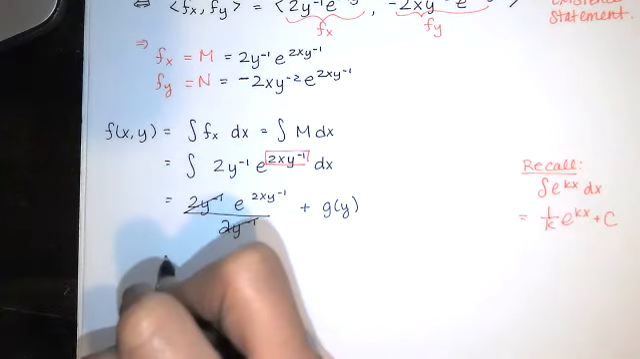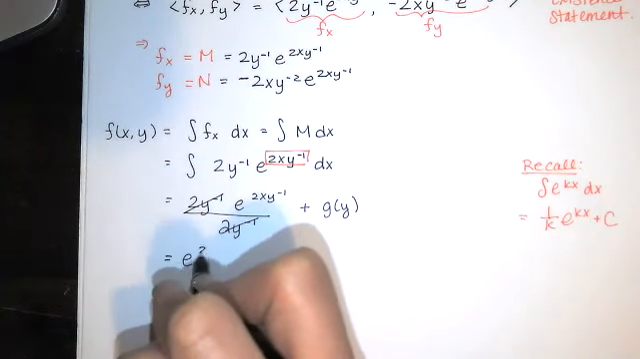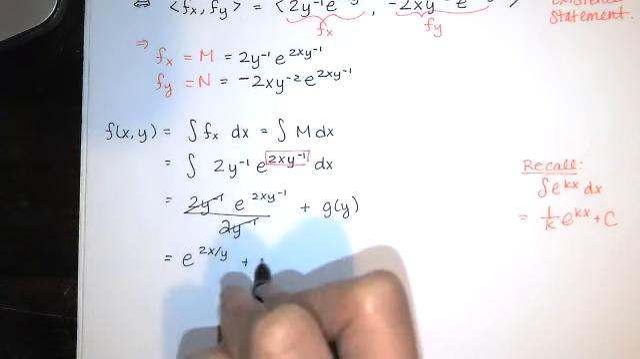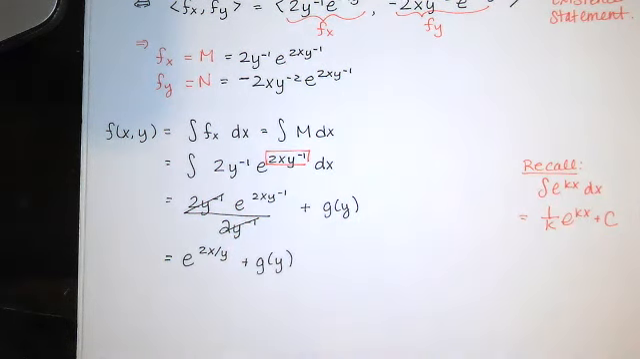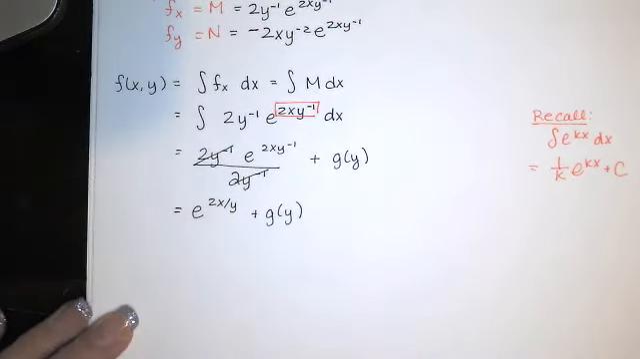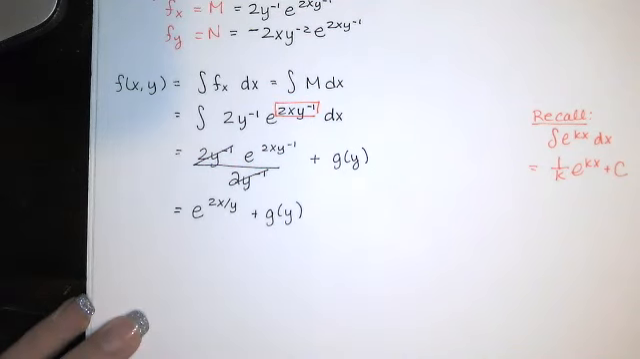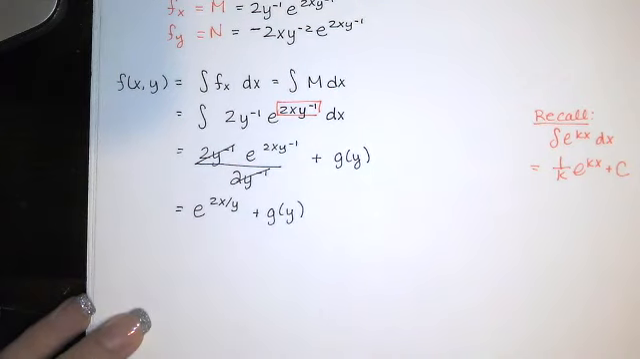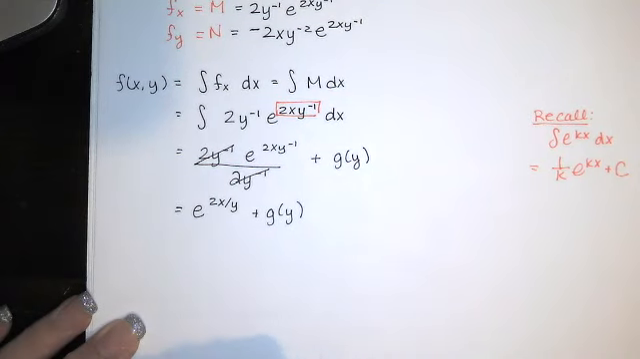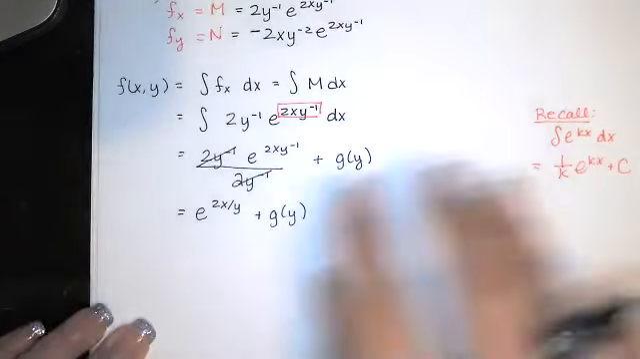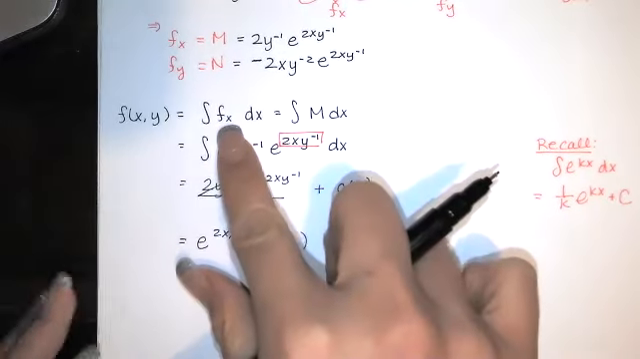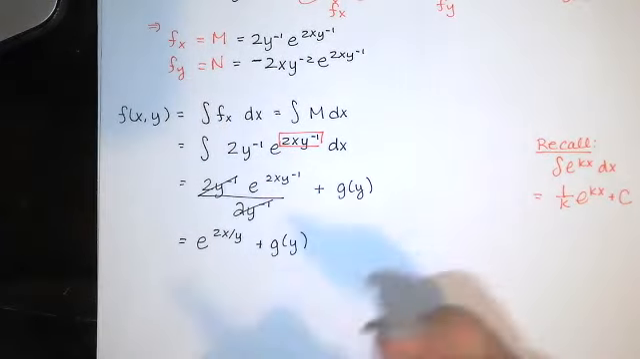Those reduce, and we get f of xy is 2e to the 2x over y plus g of y, where g of y is some unknown function. So we haven't recovered f yet. We know it's this plus a function of y, but we need to identify that function of y. One way we can do that is the same thing we just did with the partial of f with respect to x, but with the partial of f with respect to y.